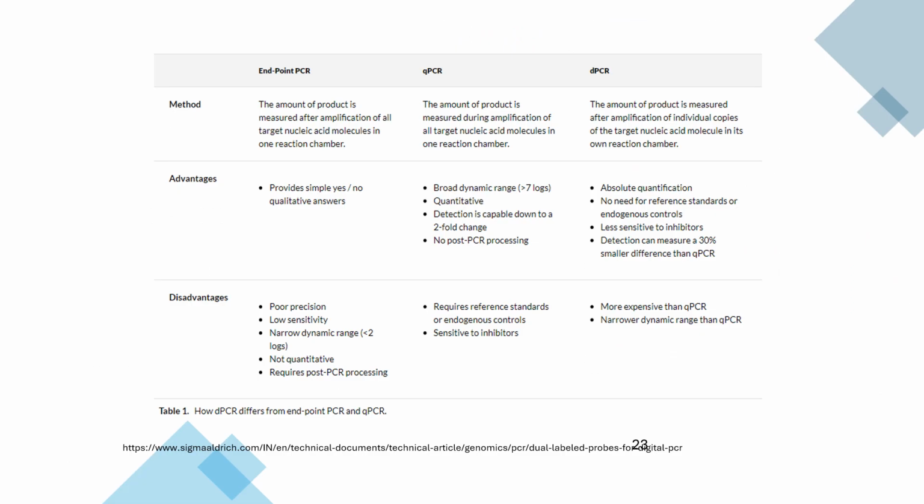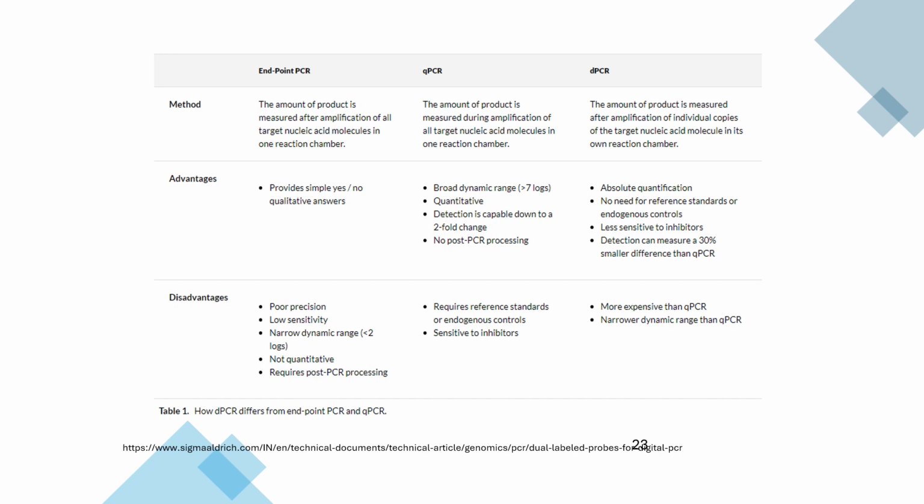Now let us quickly explore the differences between endpoint PCR, qPCR and ddPCR. Differences in methodology. In endpoint PCR, the amount of product is measured after amplification of target nucleic acid molecules in one reaction chamber. In qPCR, the amount of product is measured during amplification of all target nucleic acid molecules in one reaction chamber. In ddPCR, the amount of product is measured after amplification of individual copies of target nucleic acid molecules in its own reaction chamber.